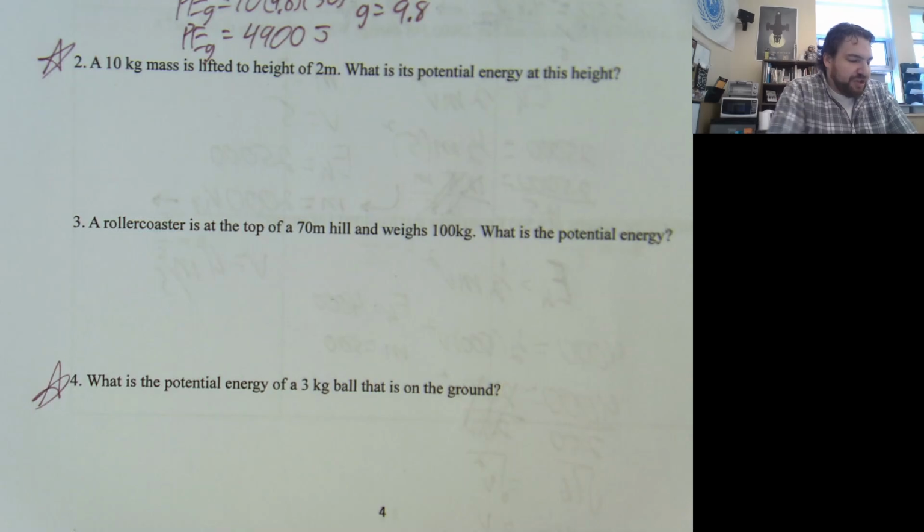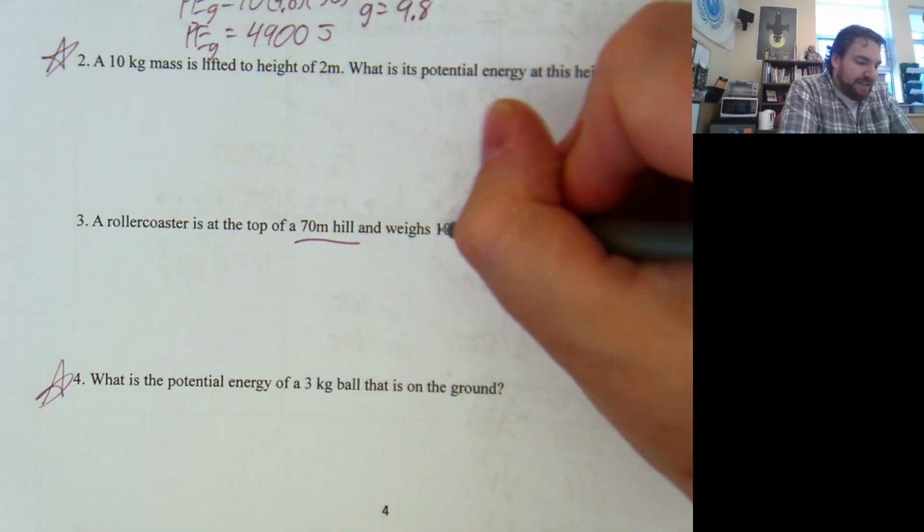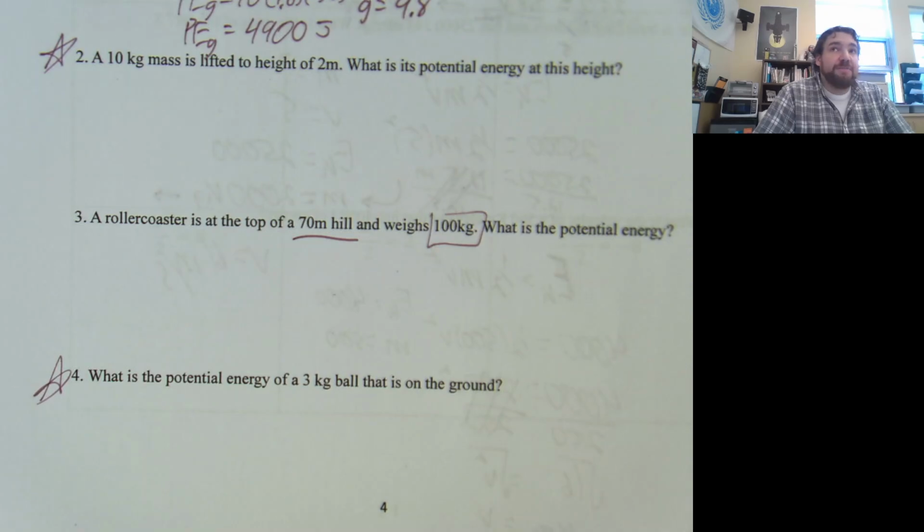A roller coaster is at the top of a 70-meter hill. It weighs 100 kilograms. What is the potential energy of the roller coaster? That is a very light roller coaster. 100 kilograms, 220 pounds. I am the roller coaster. Just to put that into perspective. Me the roller coaster, very small roller coaster.